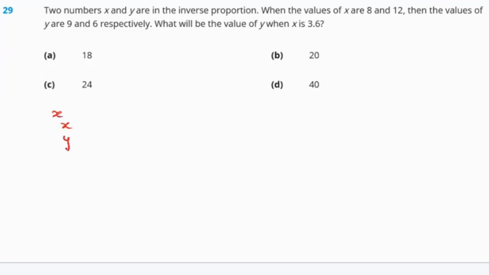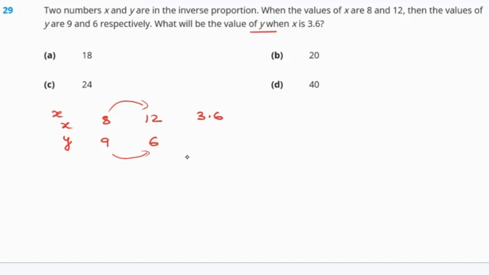According to the question, if the values of x are 8 and 12, then the values of y are 9 and 6. You can see the values of x are increasing, and in respect of that the values of y are decreasing. That's how they are in inverse proportion. The question is asking what will be the value of y when the value of x is 3.6. We are supposed to find the value of y.